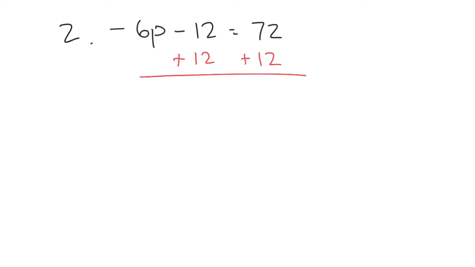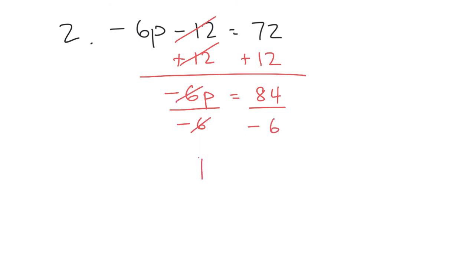Here I'm using the addition property of equality, doing the same thing to both sides. My 12s will cancel out. On my right side, I'll be left with 84, and on my left side, I'll be left with -6p. Now, I have to do the inverse operation of multiplying by -6. So in this case, I will be dividing by -6. My -6s will cancel out, and p is going to be -14.